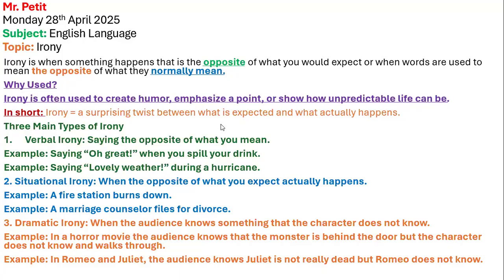And Aiden Bain, read dramatic irony. Dramatic irony: when the audience knows something but the character does not know. Example, in a horror movie, the audience knows the monster is behind the door, but the character does not know. Example, in Romeo and Juliet, the audience knows Juliet is not really dead. Romeo does not know. Very good.